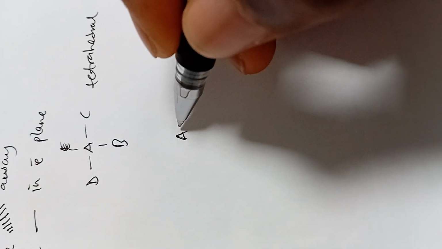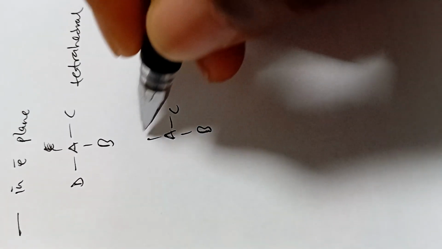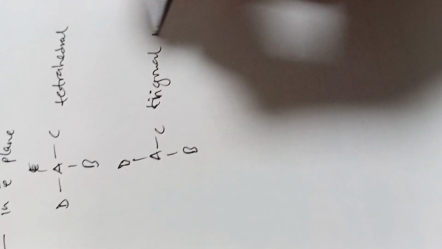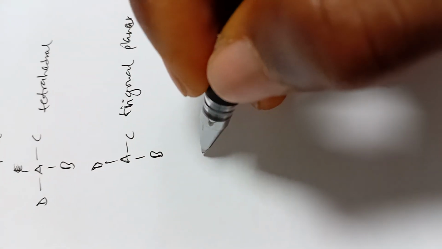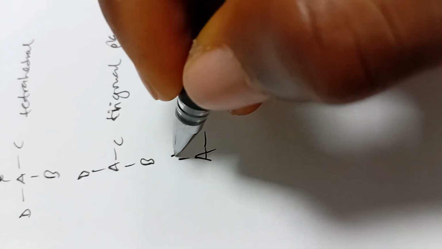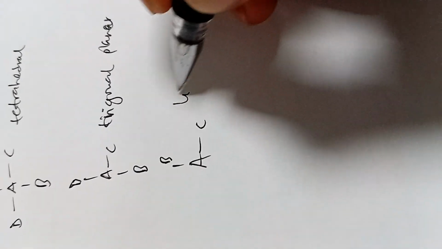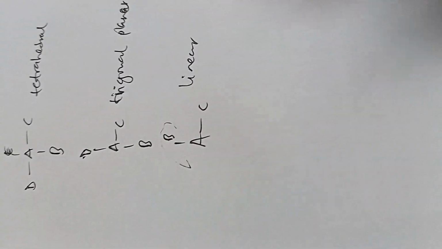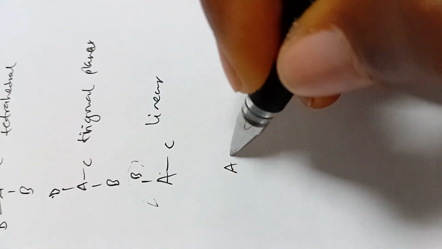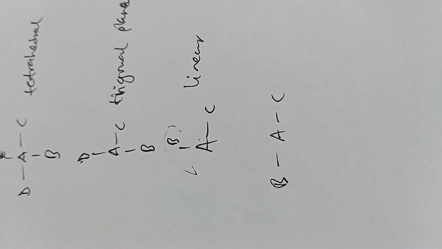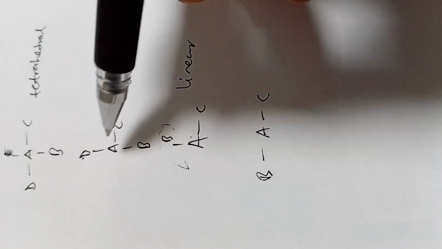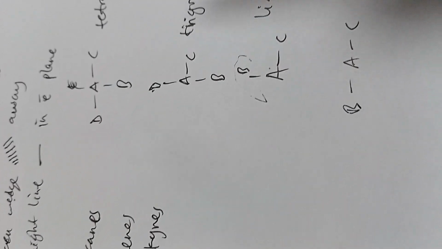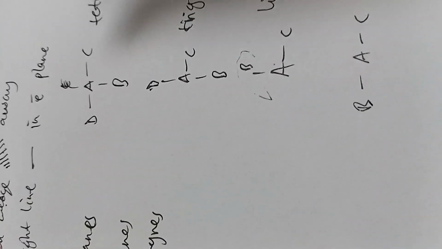If it has just 3 different groups, it's going to be what? Trigonal planar. And if it has just, let's say, 2 groups, it's going to be what? Linear. I don't even think I represented this well on this wall because the linear should be something like this. And the trigonal planar should also look better than this.